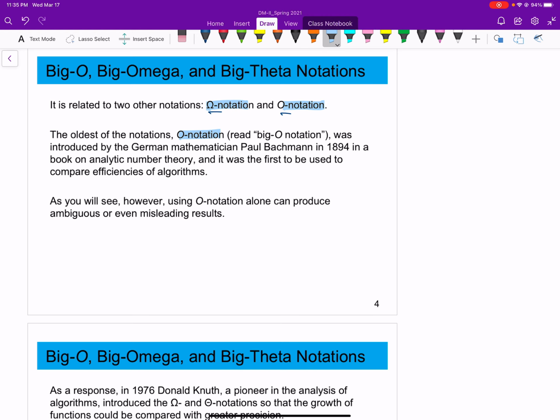All right. So here you have three notations. Among these three notations, some notations are not accurate, and some notations are accurate. As an example, O notation and omega notations are not much accurate, whereas theta notation is accurate. All right. So that's why I'm saying here, O notation alone can produce ambiguous or even misleading results because that's not accurate.